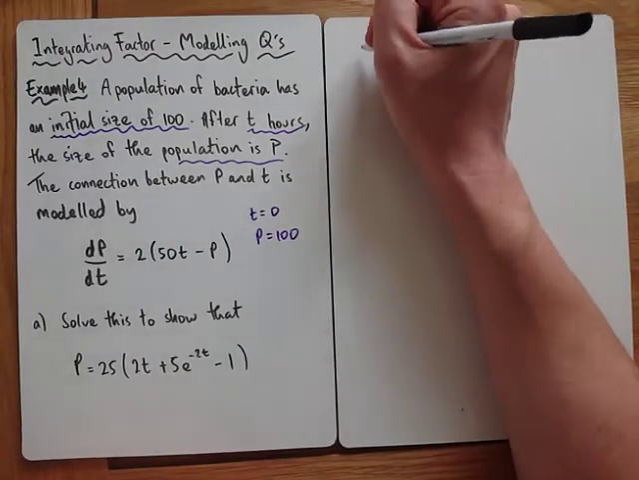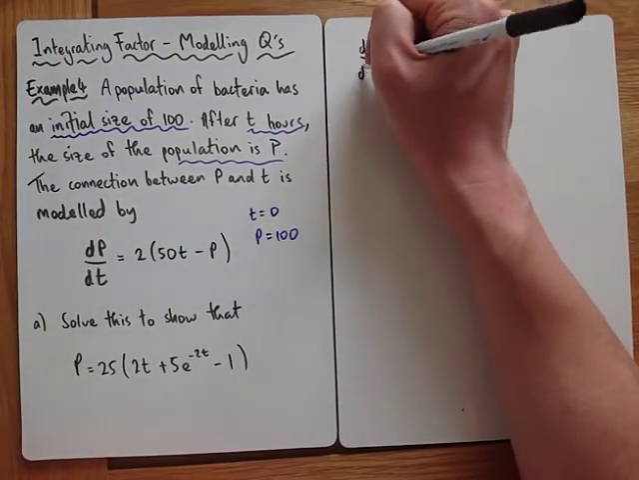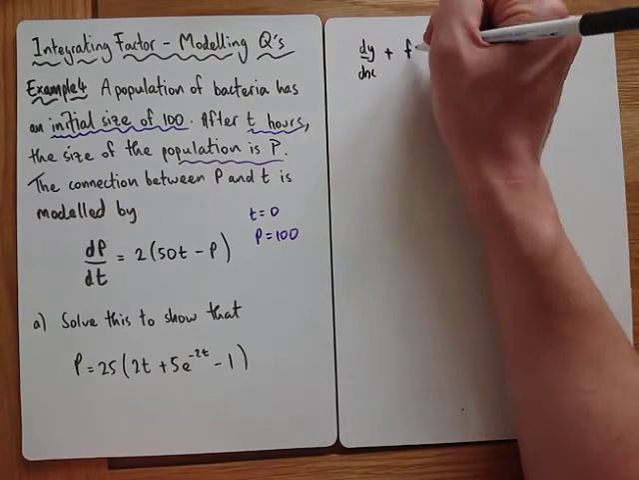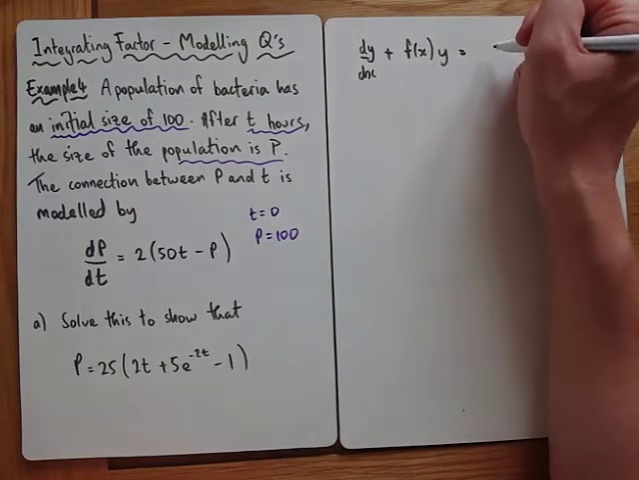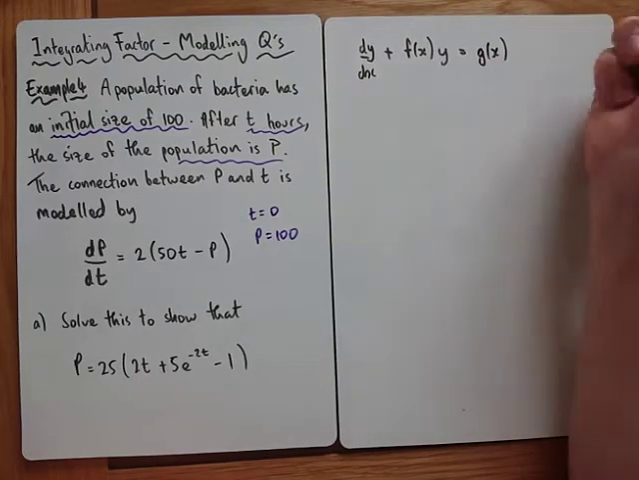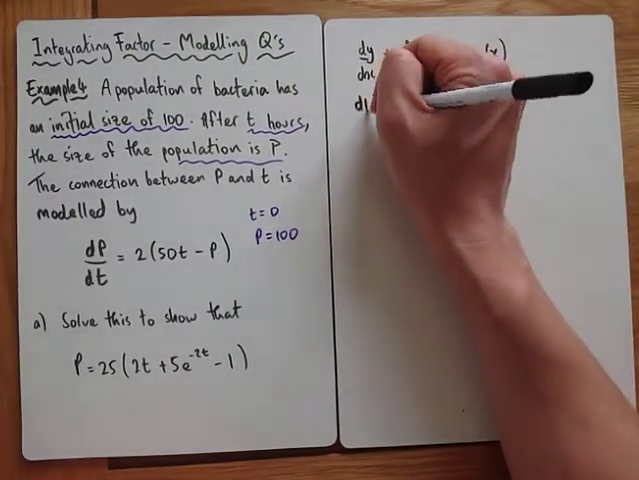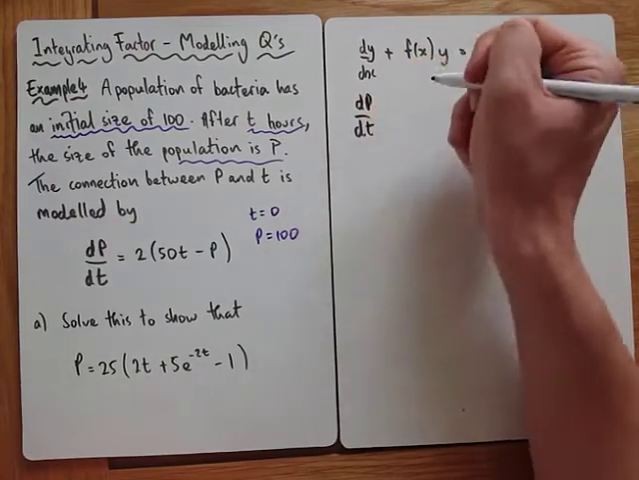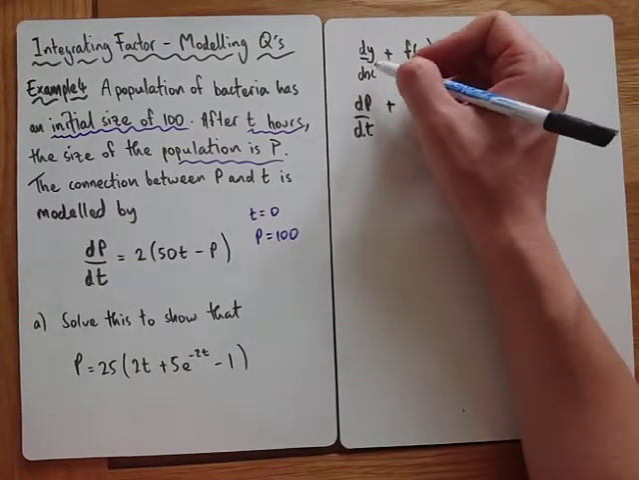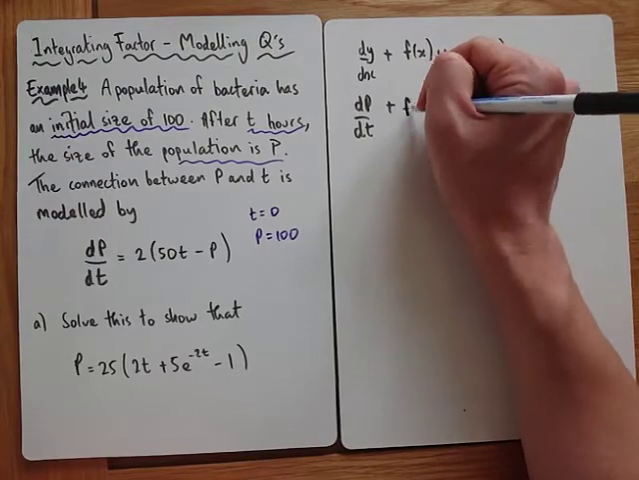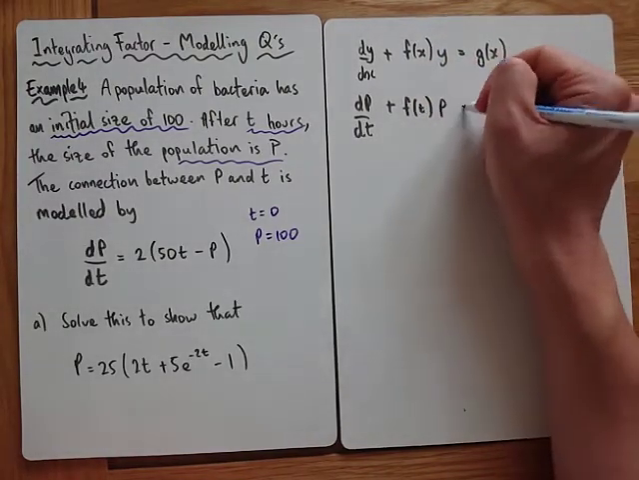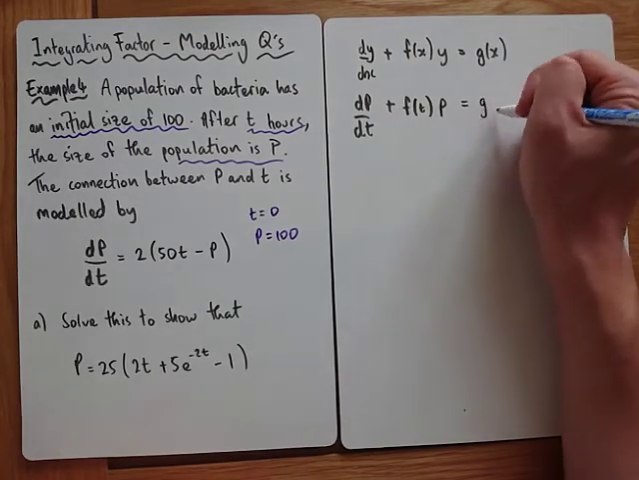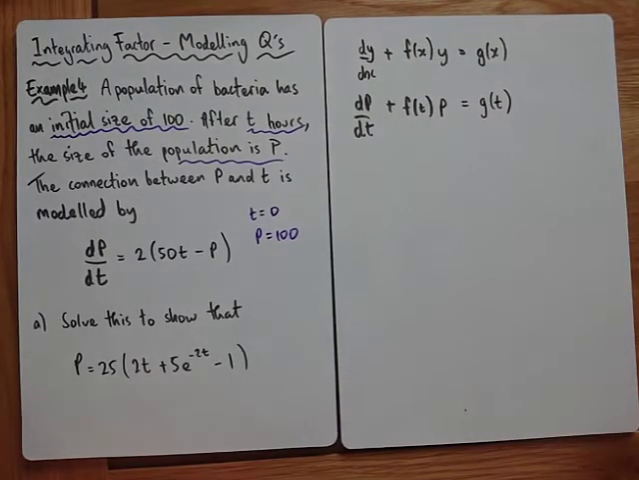Remember, the ones that we've been looking at is dy by dx plus some sort of function of x times y equals another function of x. So what have we got? What would that be equivalent to? dp by dt. So instead of y, we've got p, instead of x, we've got t. That would be some sort of function of t multiplied by p and some sort of function of t on the right hand side. So can we get it into that form?